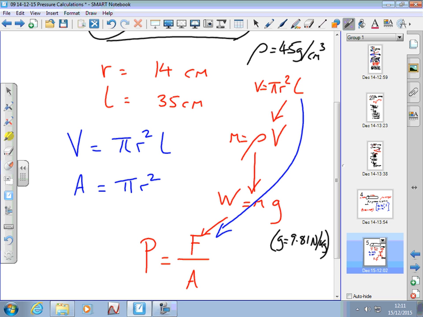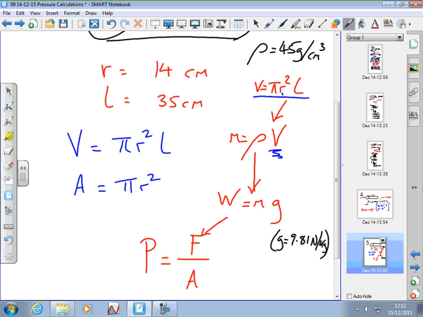So let's just recap quickly on this force. To find the force, I need the weight, because the weight is the force. The weight is mass times gravity. I know gravity, so that's okay. But I don't know the mass. But the mass is the density times the volume. Well, I know the density, so that's okay. But I don't know the volume. The volume is pi r squared times the length.